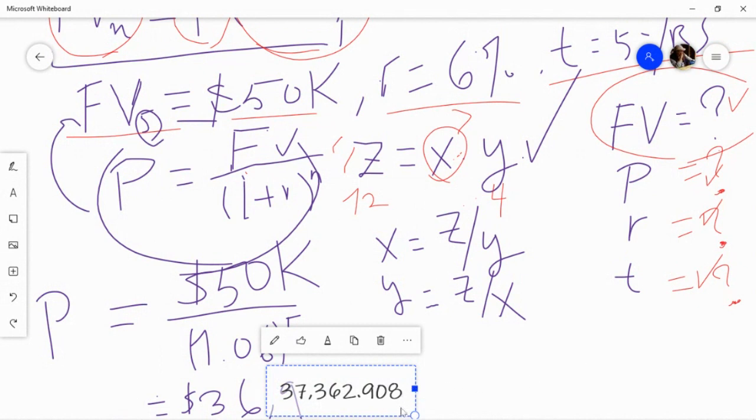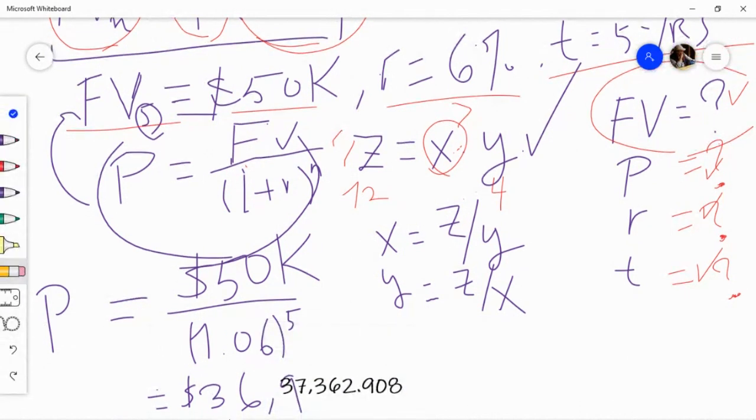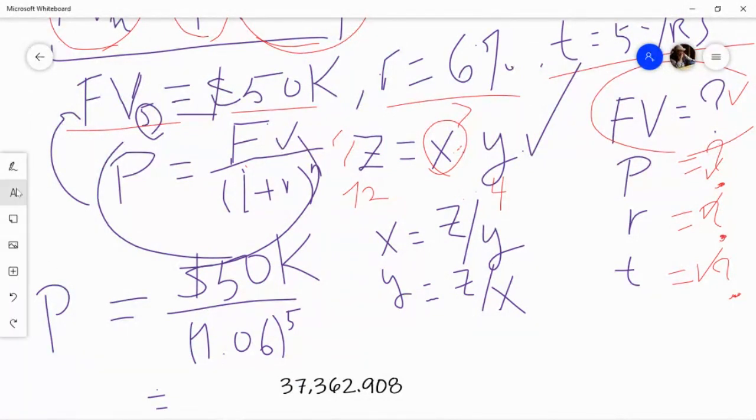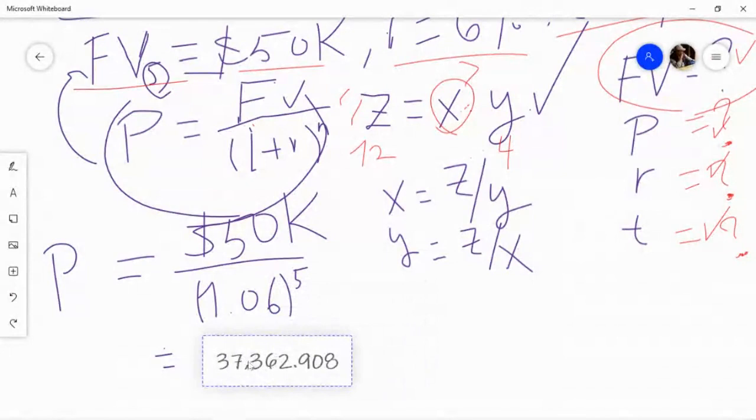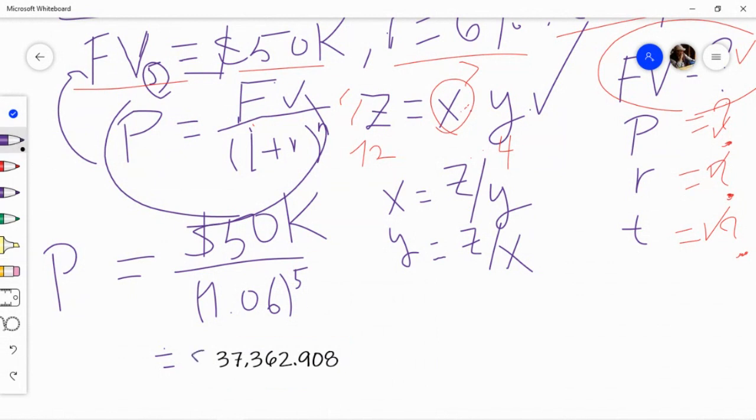So that is called, when you found the principal, right? That's called the present value. Of course, you will round it up. That's called the present value. So present value is basically the principal.